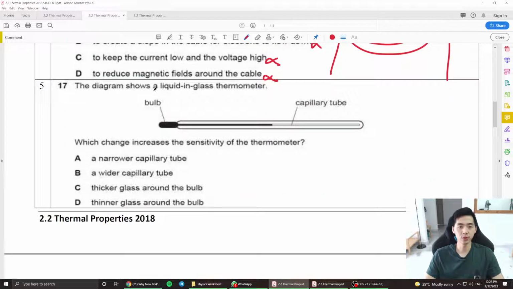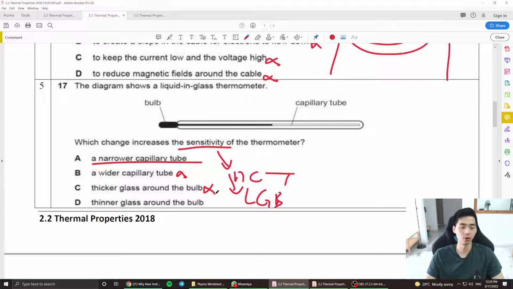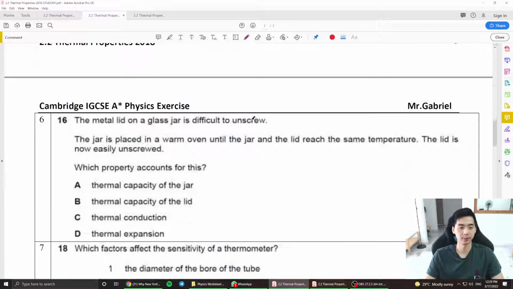A diagram shows a liquid in glass thermometer. Which change increases the sensitivity of the thermometer? Sensitivity can only be increased by either using a narrower capillary tube or using a larger glass bulb, guys. A larger glass bulb here. So a wider capillary tube or thicker glass around the bulb is not going to affect it. The thickness of the glass is going to affect the responsiveness. Thinner glass is the same thing as well. So A is definitely the answer here, guys.